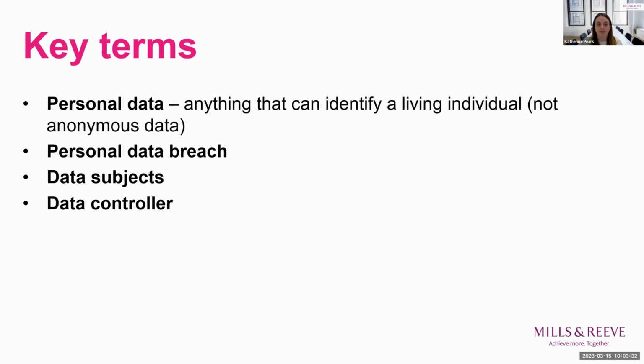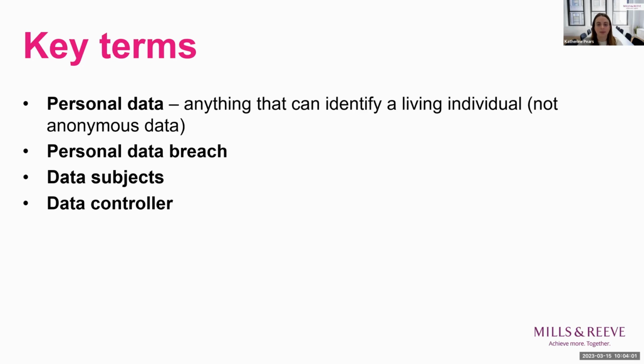So the first term on the slide is personal data, and that is anything that could identify a living individual. So it needs to be about a living individual, and that person needs to be identifiable. Personal data will include contact details, financial details, photographs, personal calendars, basically anything about a person's family or lifestyle. Essentially, anything about an employee or a patient is likely to be their personal data.